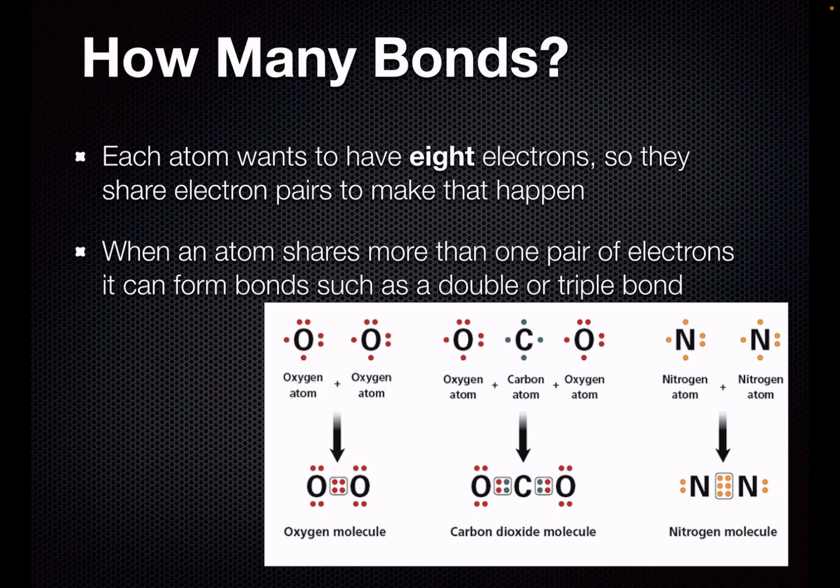This oxygen example has a double bond because they're sharing those 2 pairs of electrons. Carbon dioxide also has double bonds because they're sharing those 2 pairs of electrons. And then the nitrogen for N2, those are going to share 3 pairs, so that's going to be called a triple bond.